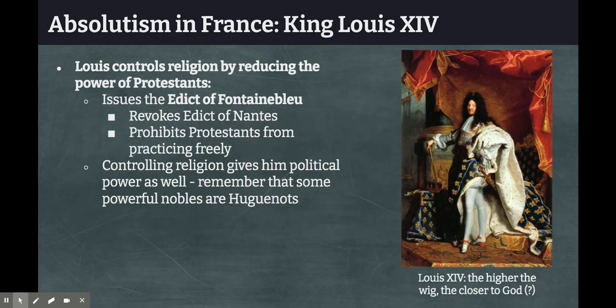All right, let's talk about Louis and religion. I mentioned that some of those absolute states are going to roll back the protections established by the Peace of Westphalia, and Louis is going to go even further. He's Catholic, and he knows the Protestants are a big threat to him. He's worried about them, right? So he not only ignores the Peace of Westphalia and doesn't allow them to practice, he goes back even further and revokes the Edict of Nantes.